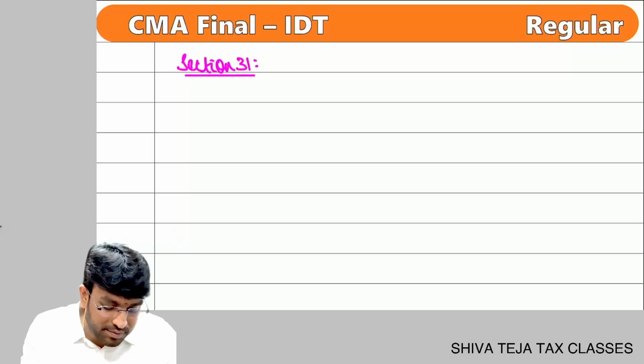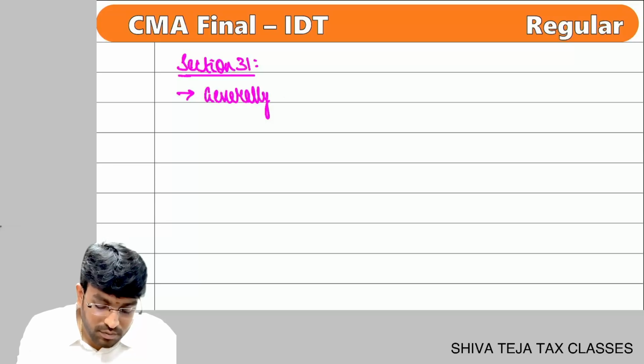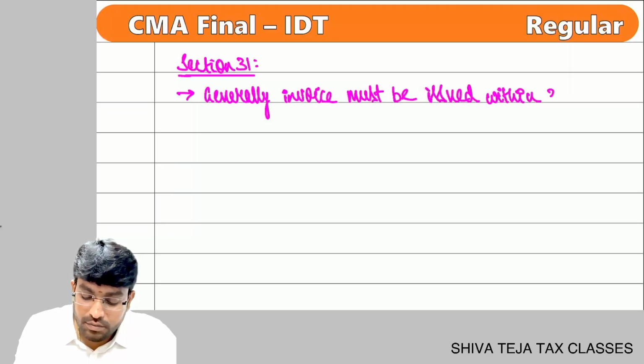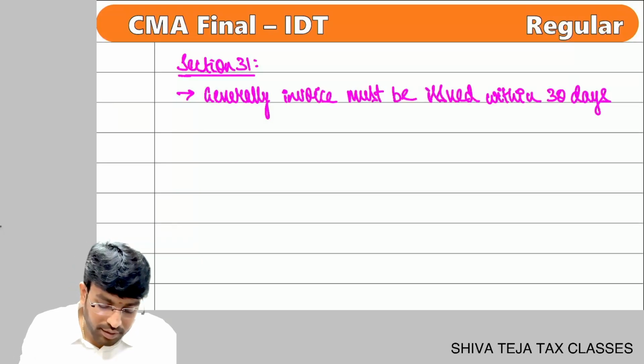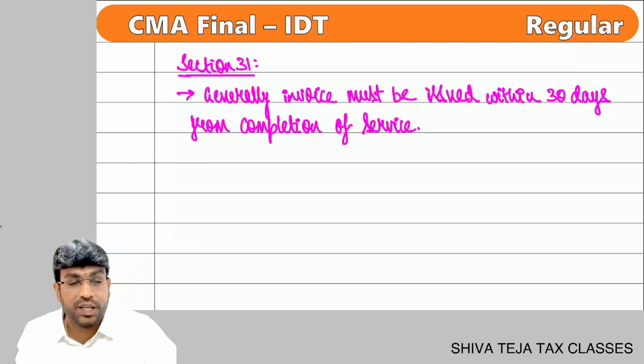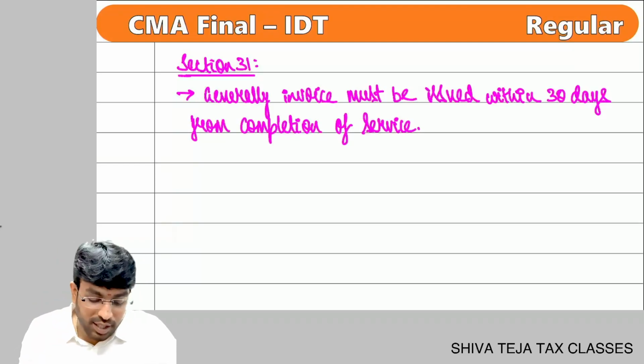Section 31 says, generally, invoice must be issued within 30 days from completion of service. Come on, friends. Generally, what is the answer? Invoice must be issued within 30 days from completion of service.